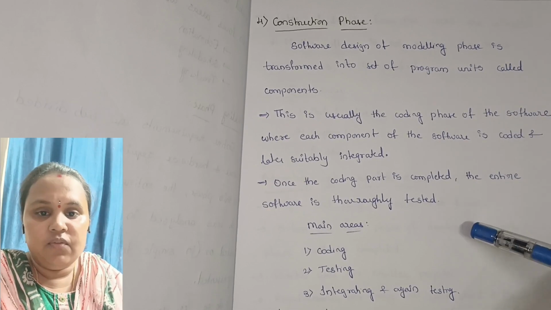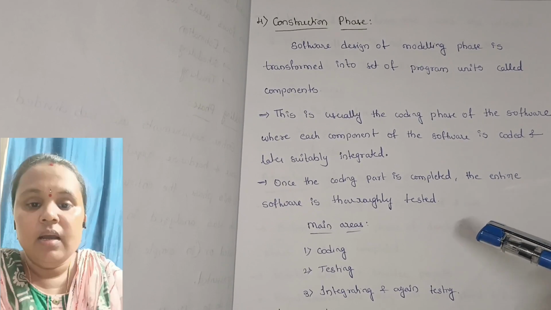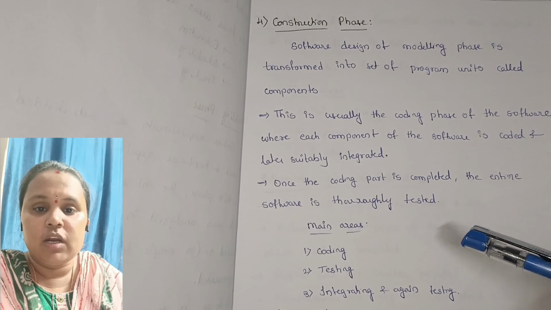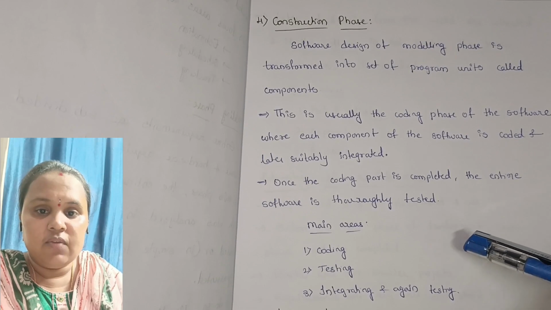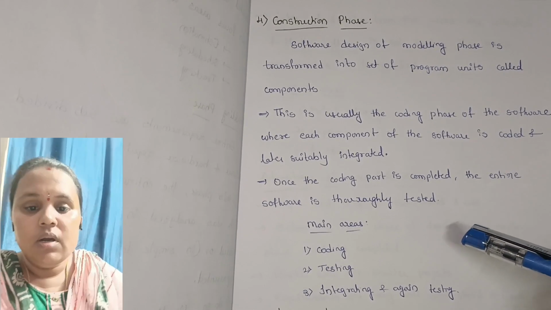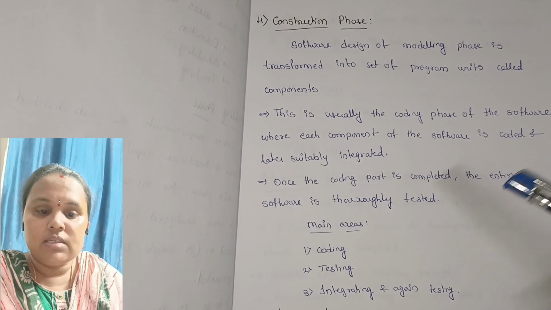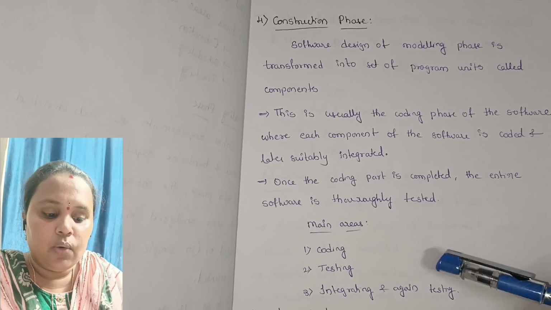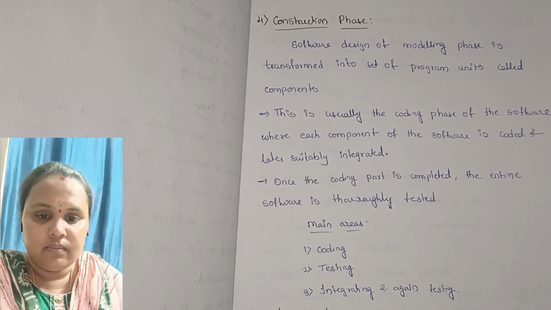We are going to consider the software system module wise, and implement the system into different program units. These we can call components. So we are going to write the code for the different components. Once the coding part is completed, the entire software is thoroughly tested. Main areas we can consider: coding, testing, integrating and again testing.